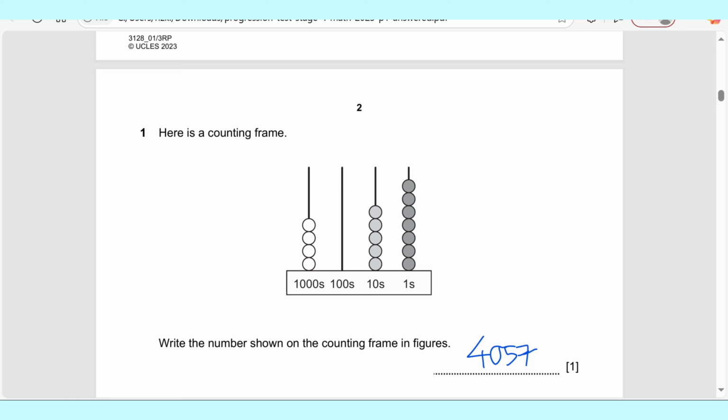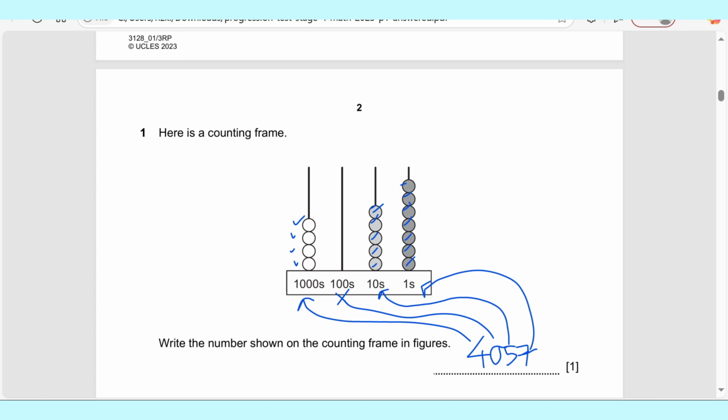If you need an explanation, here's the explanation. If not, you may skip to the next question. 4 comes from the 4 beads in the thousands place, so 4 becomes 4000. And since there is 0 in the hundreds place, this is 0. For the tens place, there are 5 beads, 1 2 3 4 5, so that's 50. Now for the ones place, there are 1 2 3 4 5 6 7. Okay, that's all.